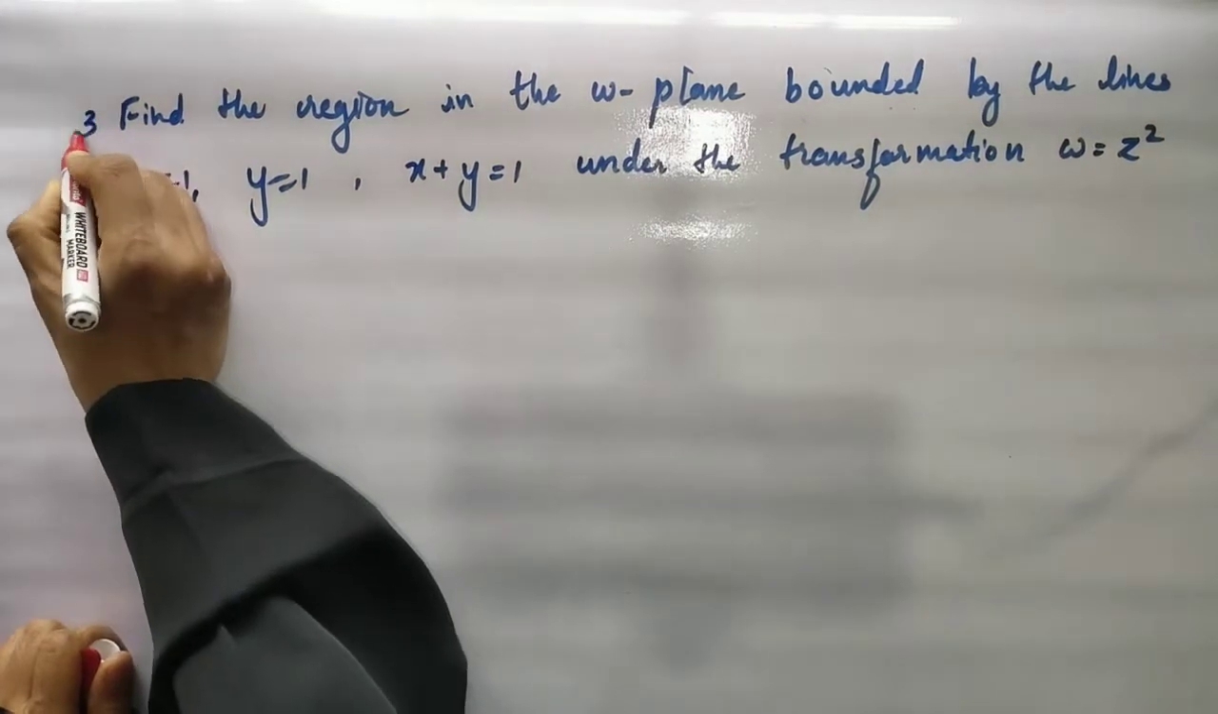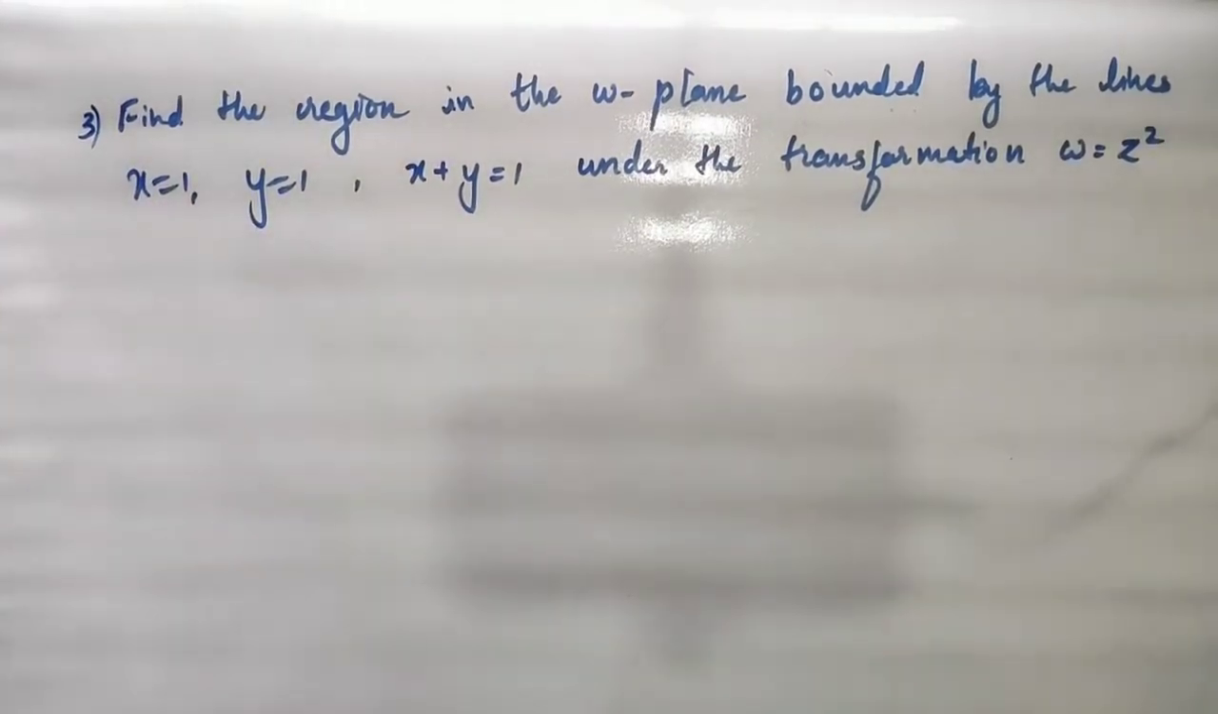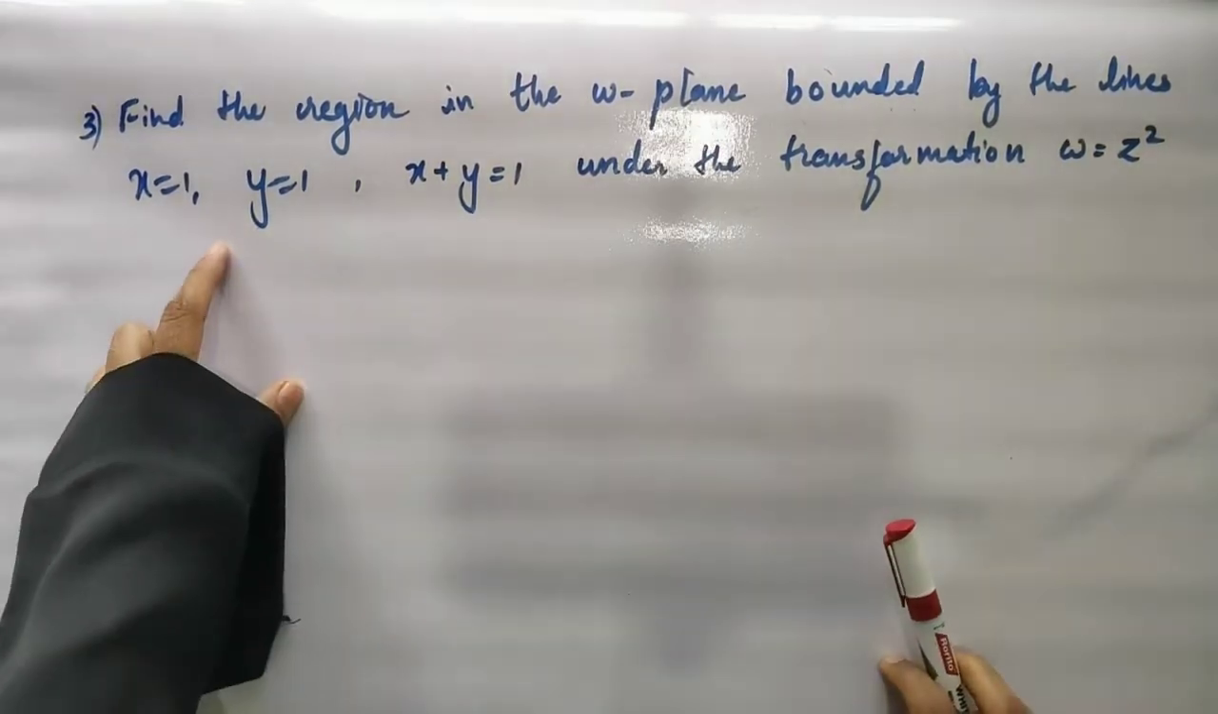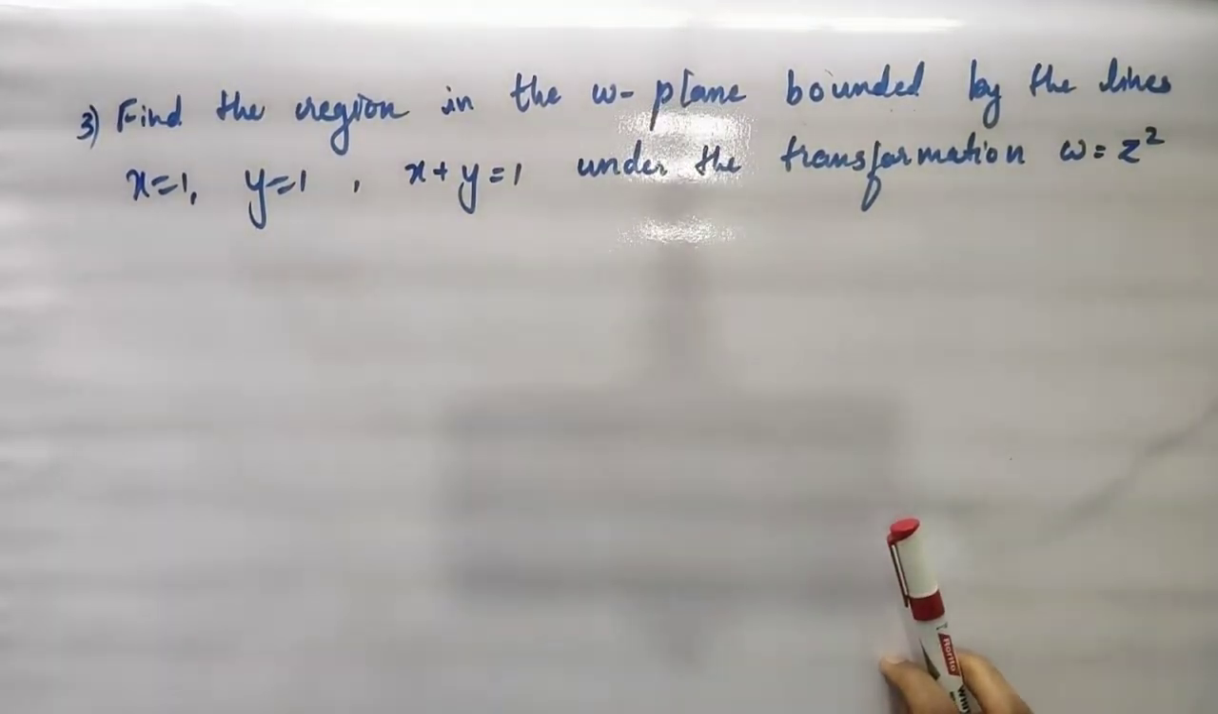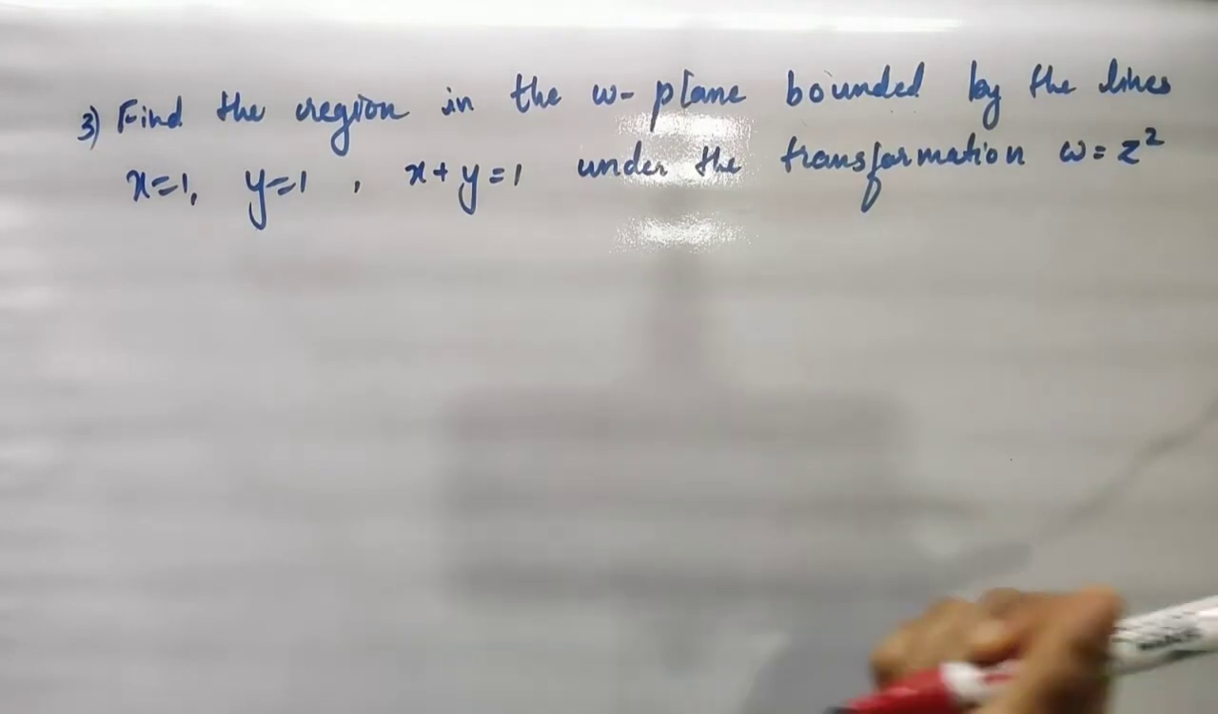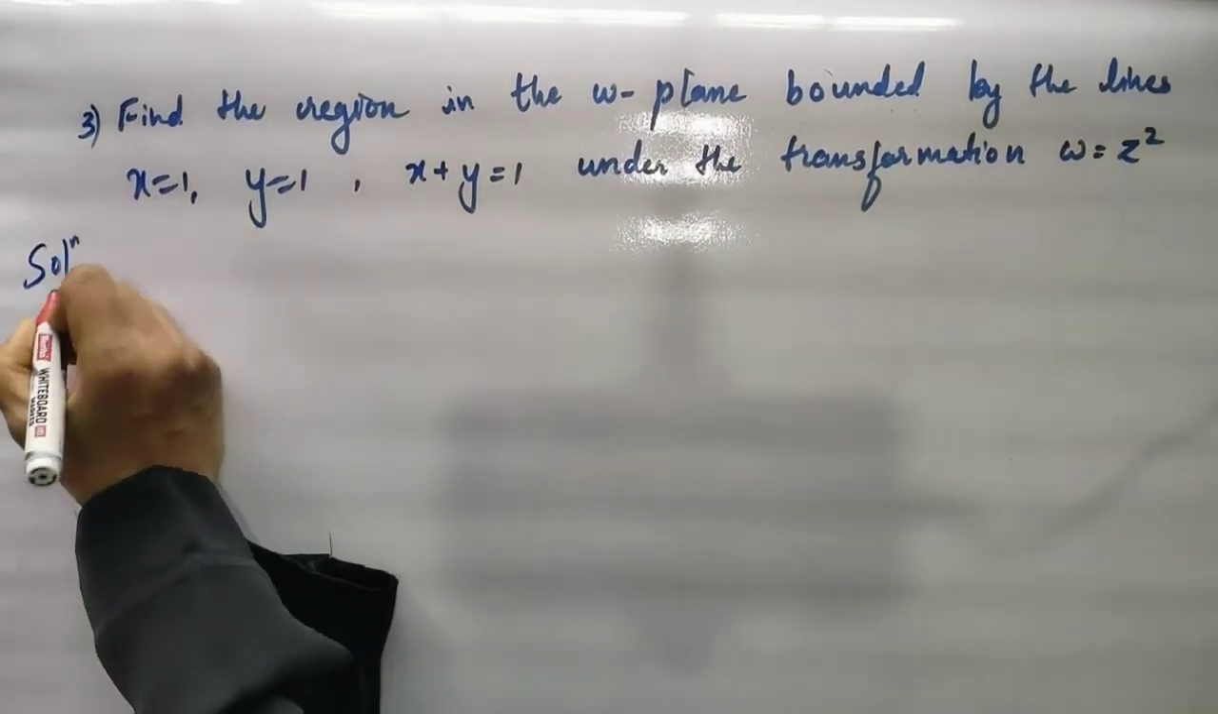Let's continue with another problem. Find the region in the W plane bounded by the lines x equal to 1, y equal to 1, x plus y equal to 1 under the transformation W equal to z square. So let's start working for the solution of this problem.